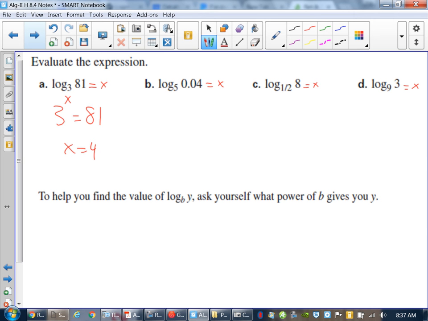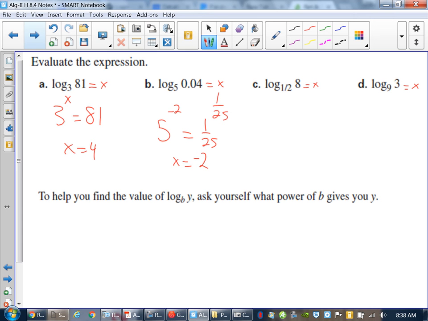Okay. 5 to what power is 0.04? Well, that stinks. That's 0.04. So let's think of that in terms of a fraction. That's 4 100ths, otherwise known as 1/25. 5 to what power is going to be 1/25? Well, 5 to the negative 2 equals 1/25. So x is negative 2. When you see decimals, rewrite them as the fractional counterpart, and you're going to get stuff that'll work with.